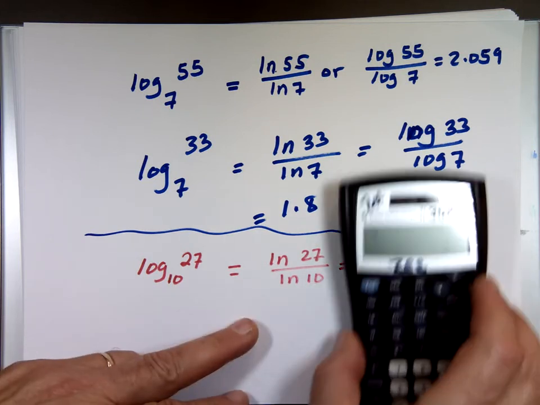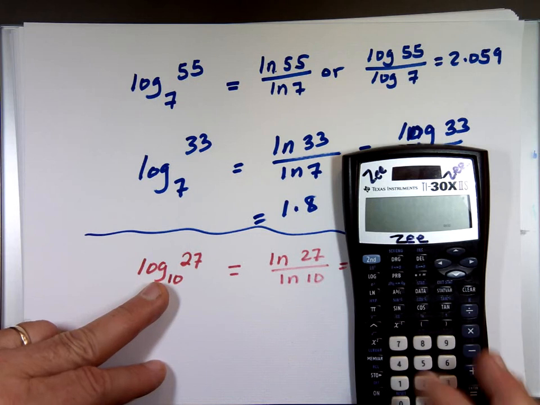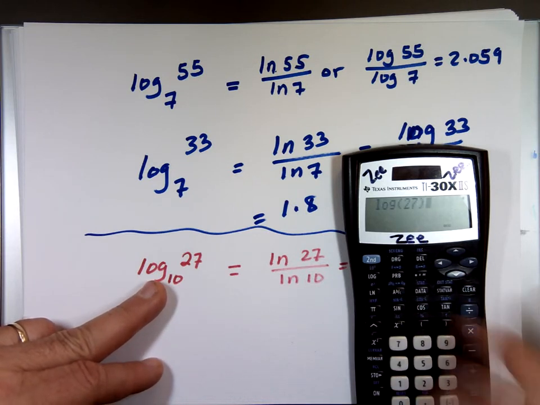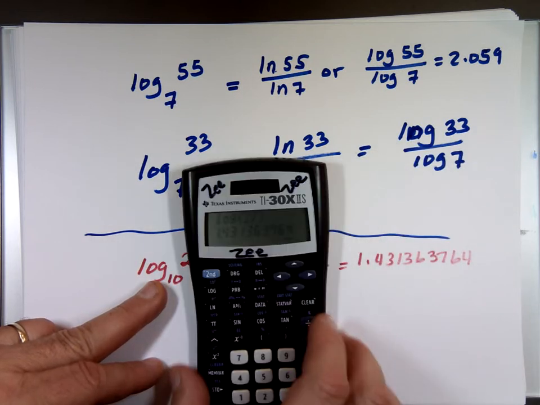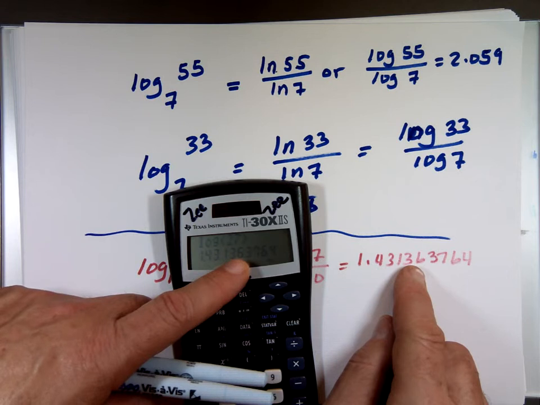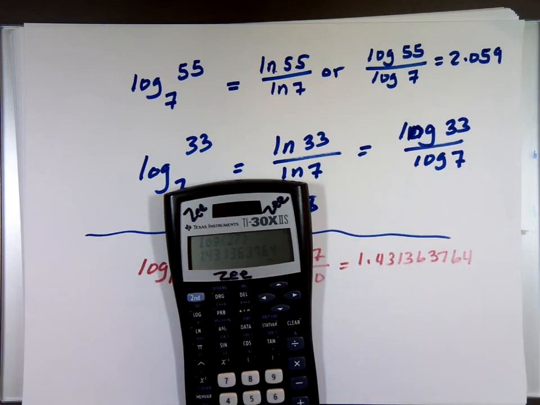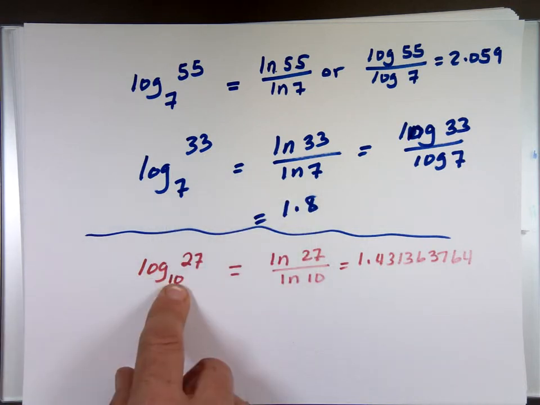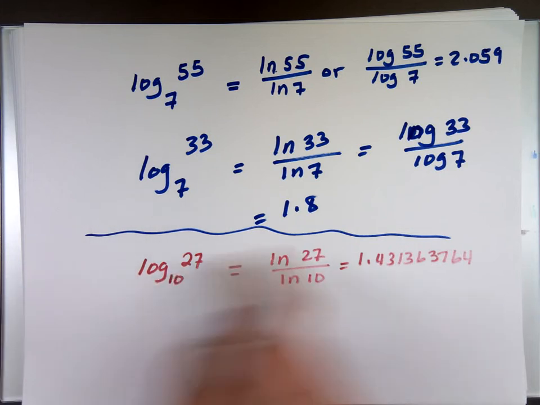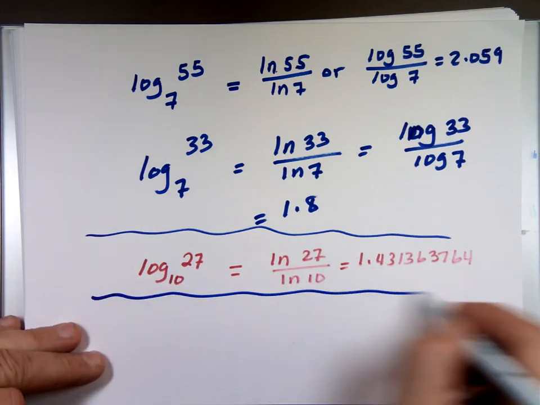So notice if I take just the log of 27, do I get the same answer? If my buttons suddenly start to work, let's compare the two answers. 1.431363764. What do you know? I did it both ways. So if my button key freezes here, gets stuck, you spill some juice on it, suddenly it's not working, you can use the natural log. The same thing with the ln.